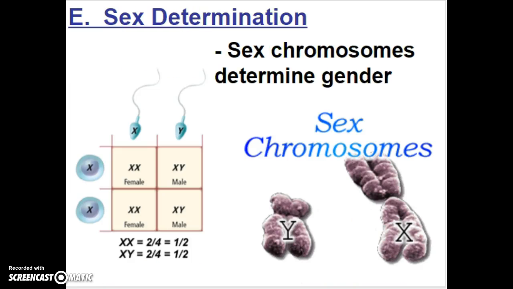Sex determination. The sex chromosomes determine gender. We have already previously talked in our last chapter a little bit about the probability of having a boy or a girl. And as you can see, no matter what way you want to put it, it's always a 50-50 shot every single time.